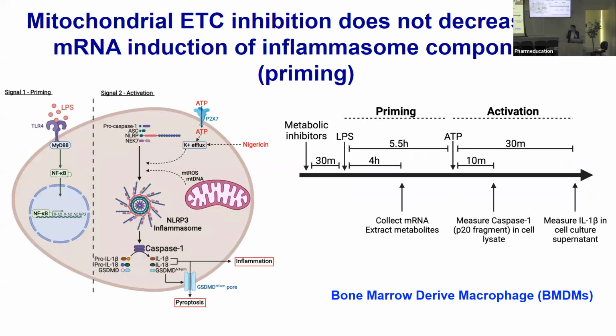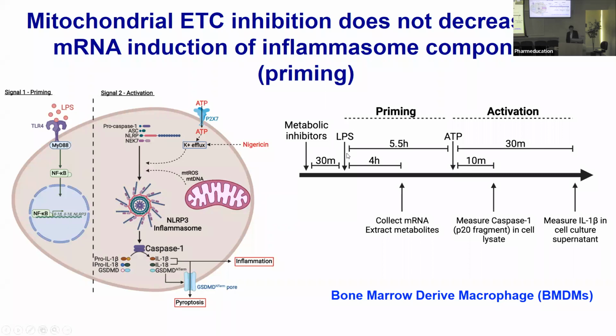And so we basically didn't reinvent the wheel. We did exactly what other people in the field do. There's a priming phase where you give LPS, and then you give ATP 10 minutes later, and you can measure caspase-1 activation. 30 minutes later, you can measure IL-1 beta in the supernatant. These are bone marrow-derived macrophages. One of the first things we noticed was that when we gave any metabolic ETC inhibitor at this time point, we didn't see much difference. It wasn't a good activator, and it didn't inhibit very robustly.